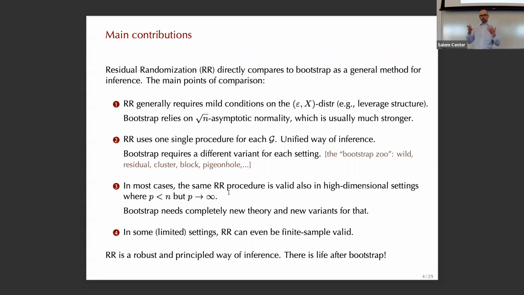And that's why we have the so-called Bootstrap zoo, right? Because there's a wild Bootstrap, there's a residual Bootstrap, there's the pairs Bootstrap, there's the pigeonhole Bootstrap, there's the block Bootstrap. There's a ton of different variants of Bootstrap methods out there. And you know why? I think it starts first with the procedure, and then it thinks about what is the structural assumption behind my data. What's the structure behind my errors, let's say, or my data.